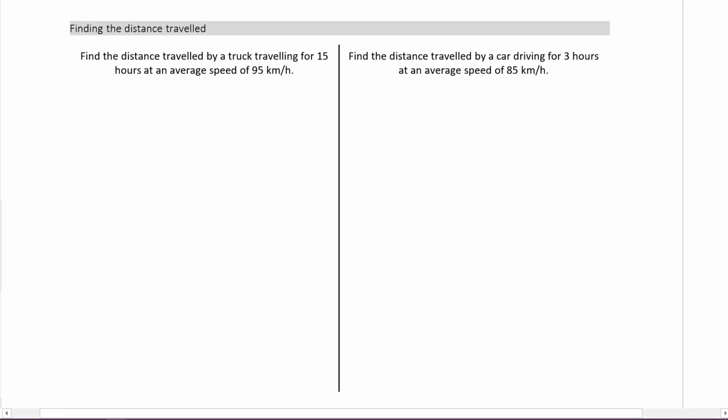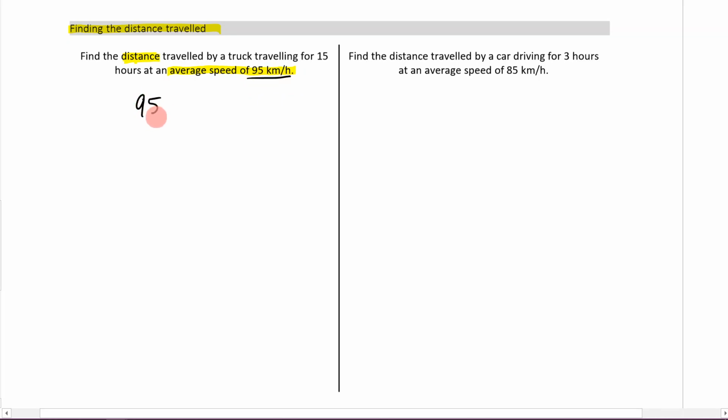Welcome to part 2 of this lesson. Now what we're going to be trying to find is the distance traveled. So it says find the distance traveled by a truck traveling 15 hours at an average speed of 95 kilometers an hour. The first thing we're going to do here is write down in a sentence what our speed is.